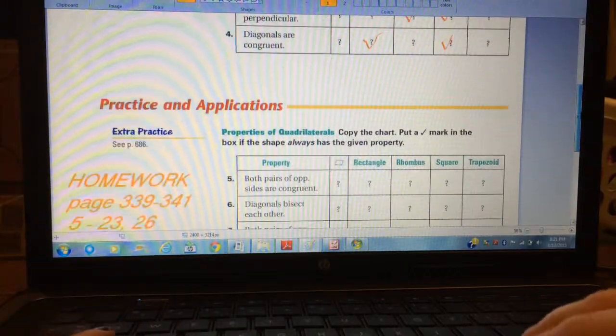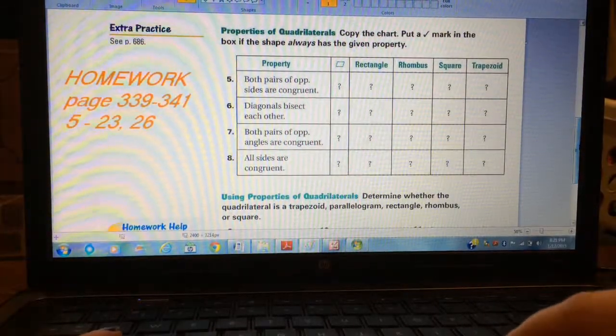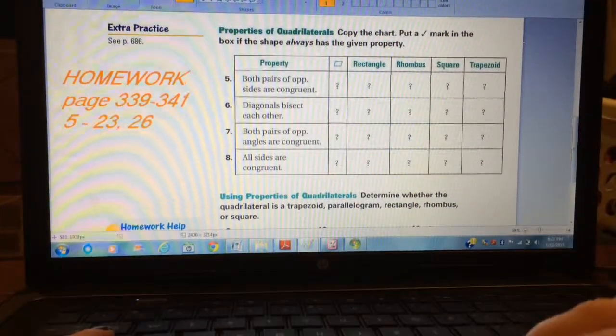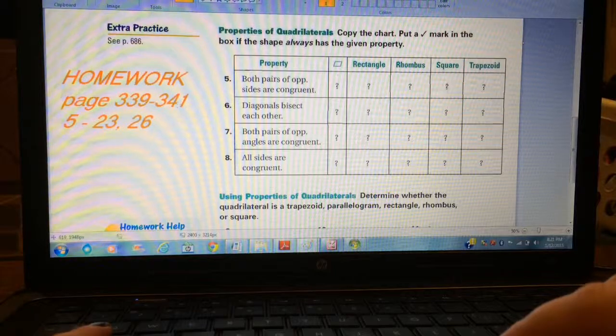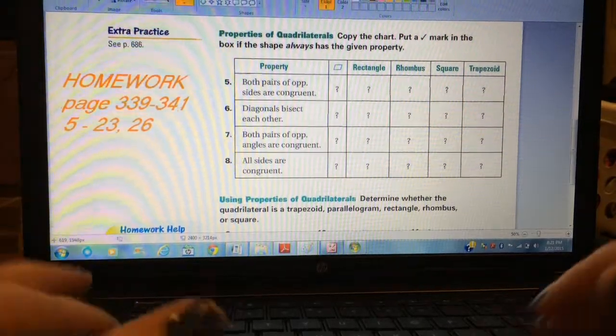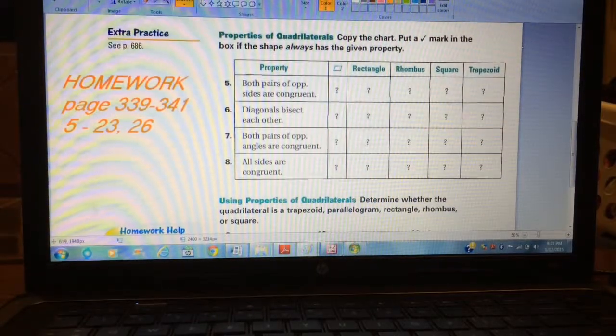The first few problems in your homework assignment are something very similar, just some different properties for you to think about. But your homework assignment is on page 339 to 341, and you're to do 5 through 23 and then 26. Like I said yesterday, best behavior, be nice.